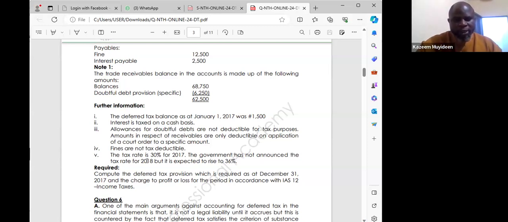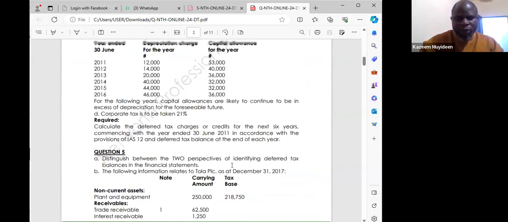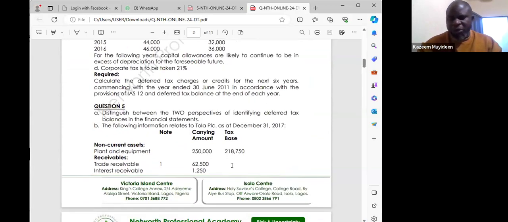The tax rate is 30%, but government has not announced the tax rate for 2020. It's expected to rise to 36%. Expected to rise. That will not take us a case. It's not announced. What is the effect of the tax rate on deferred tax? I will show you now. It's very simple, you get it. Now, if they give me this kind of question in the exam, what is my own duty? Very simple. Let's go there.